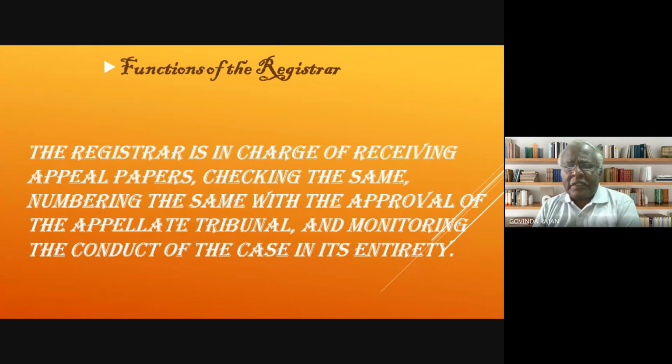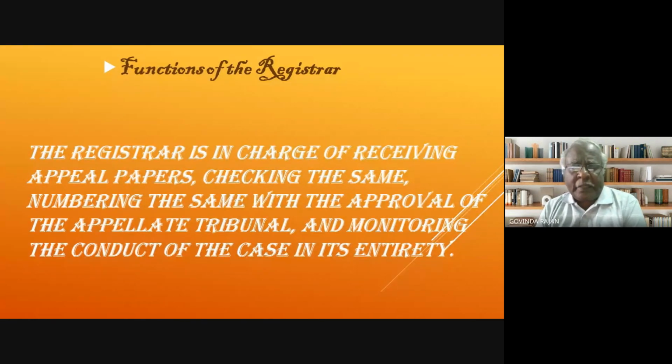Functions of the registrar. The administrative officer is the registrar, who is fully in charge of receiving the appeal, numbering the appeal, preparing the cause list, passing orders, everything. The functions are listed with the registrar. The registrar is in charge of receiving appeal papers from the appellants. Once the appeal paper is received, the registrar will check whether it is complete or incomplete. If not complete, they will return it for rectifying the mistake.